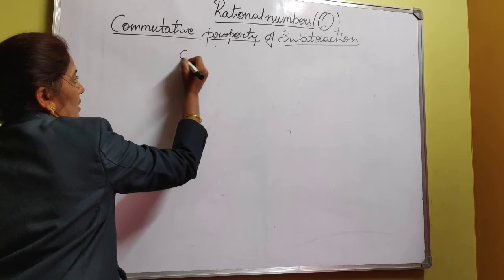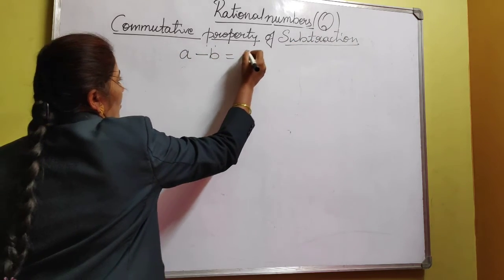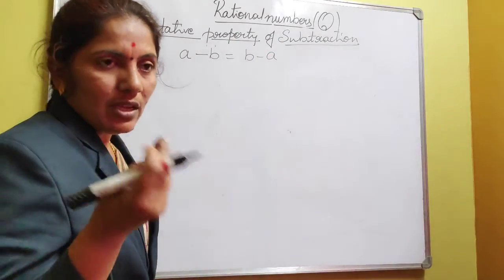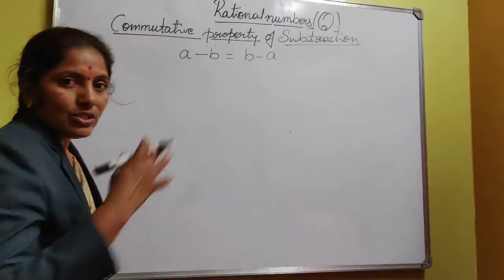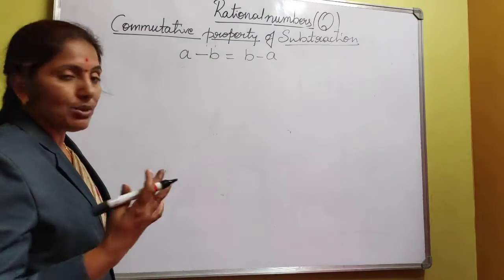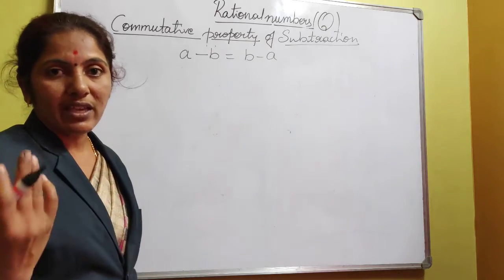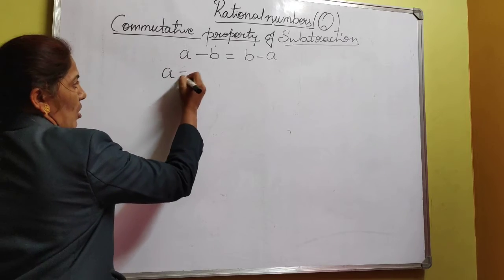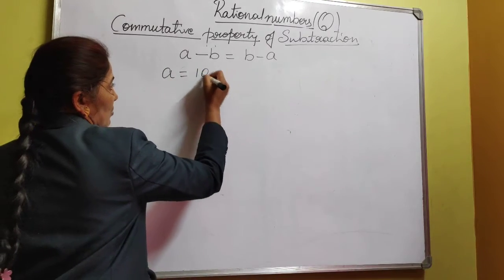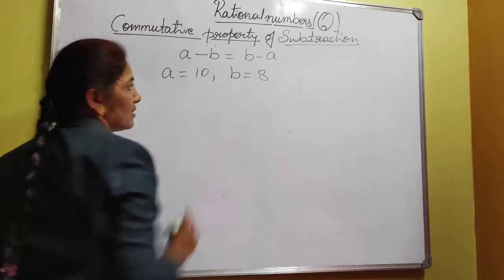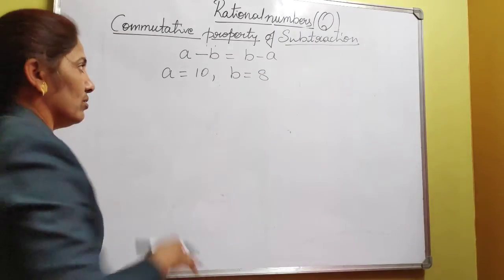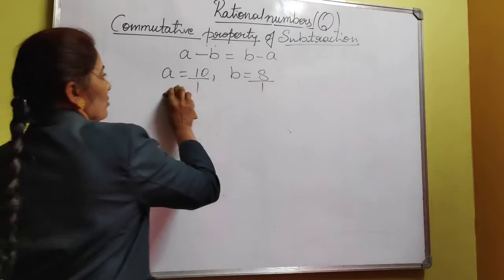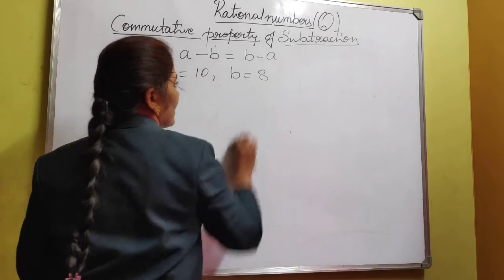What does the commutative property say? A minus B is equal to B minus A. Before going to the rational numbers, I'll give a small example using only the natural numbers so that you will further understand the difference between any two numbers, whether they are closed under it or not. Say, if A is equal to 10 and B is equal to 8. Though we can write even 10 as 10 by 1 and 8 by 1, we don't need to consider this now. Let us consider only 10 and 8.